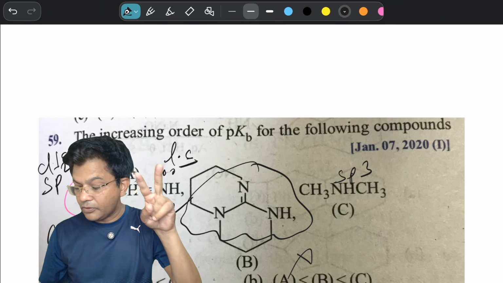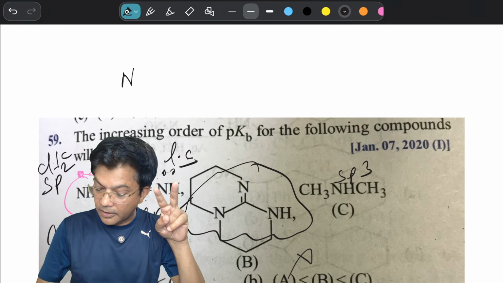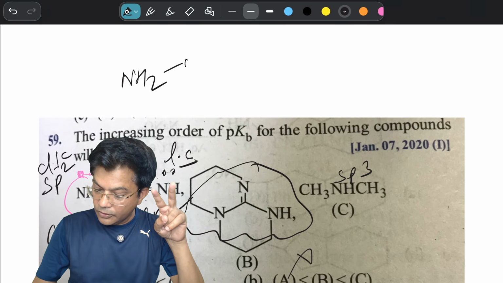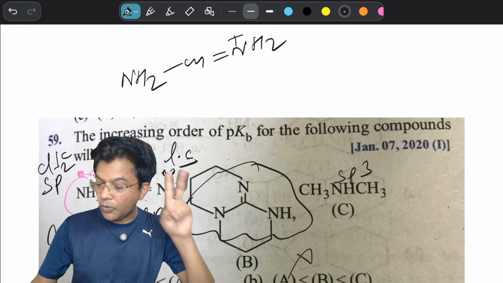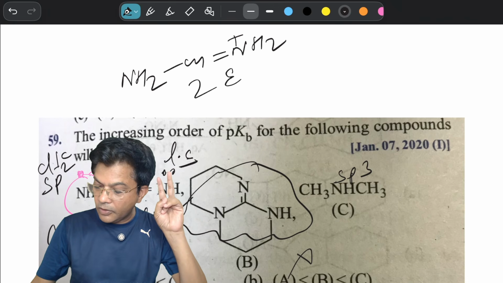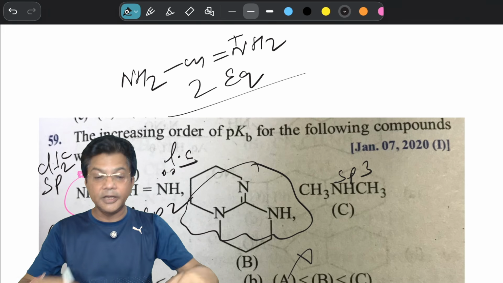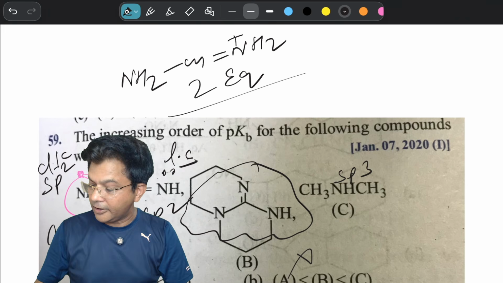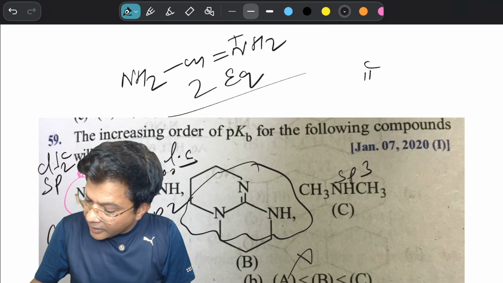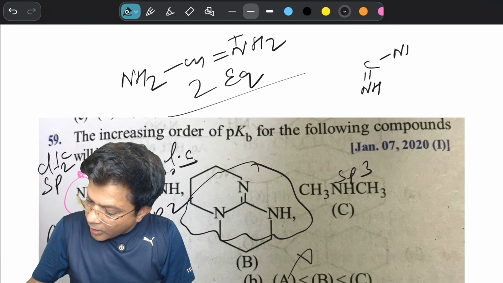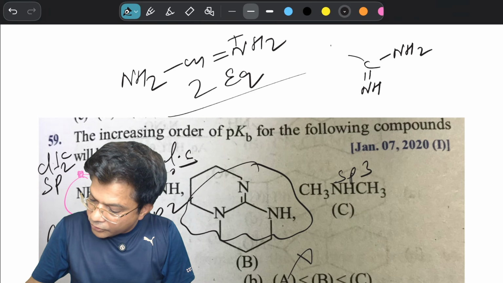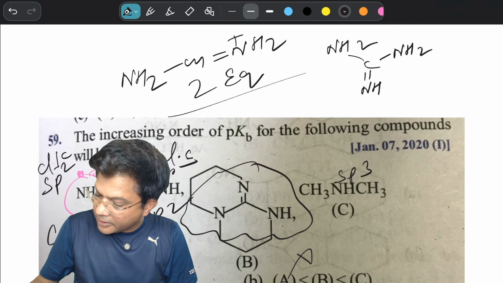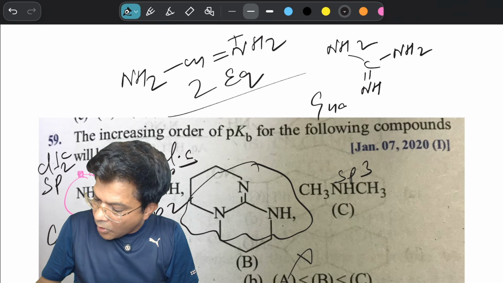So two equivalent resonating structures will come like this: NH2, CH double bond N positive, H2. In guanidine there are 3 equivalent resonating structures and in guanidine type 2 equivalent. Let me write down. This is the identification of guanidine. Guanidine, NH2, NH2. This is most basic. This is known as guanidine, right?